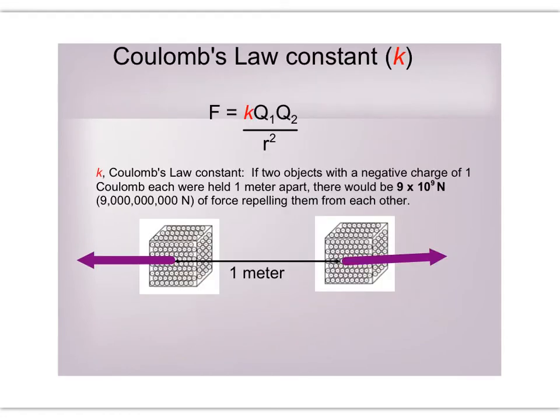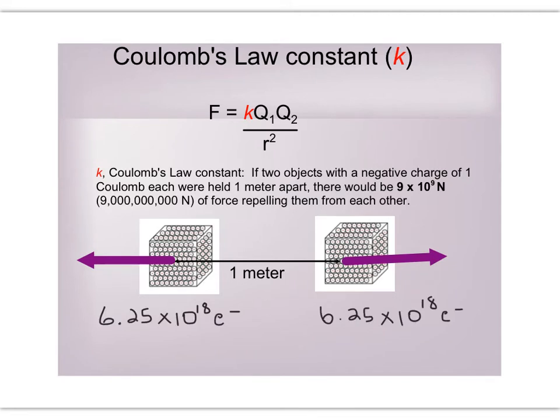So I talked about Coulomb's law constant and what it stands for, but as far as what it truly means, it's easiest to think about it in terms of a whole coulomb of charge. So what I have pictured below is a coulomb of charge held a meter away from another coulomb of charge. So what is a coulomb of charge? Remember, a coulomb of charge is a lot of electrons, 6.25 times 10 to the 18th electrons.